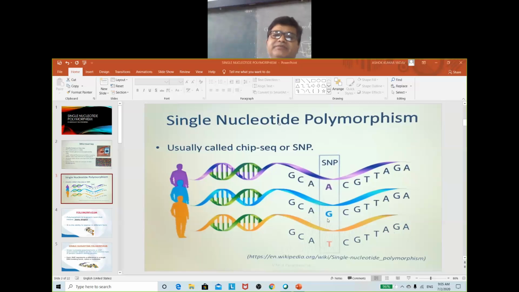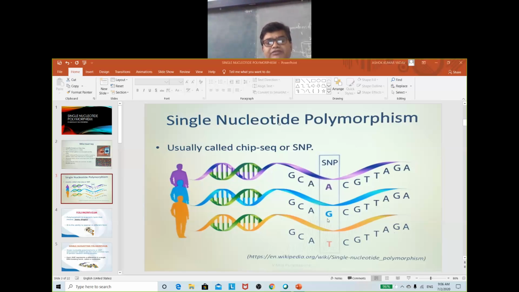What is SNP? SNP means single nucleotide polymorphism. Single nucleotide polymorphism means a single nucleotide difference at the DNA level, at the gene level. It can be differentiated from individual to individual or between different individuals of a given population. So this is a molecular technique where we can observe this marker. The marker means just to point out where there is a difference in the genome.